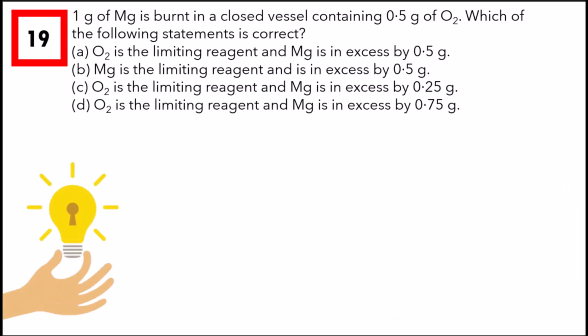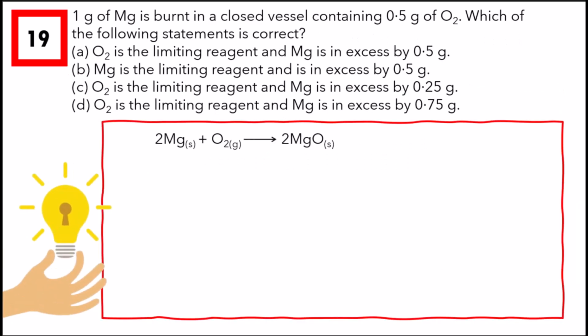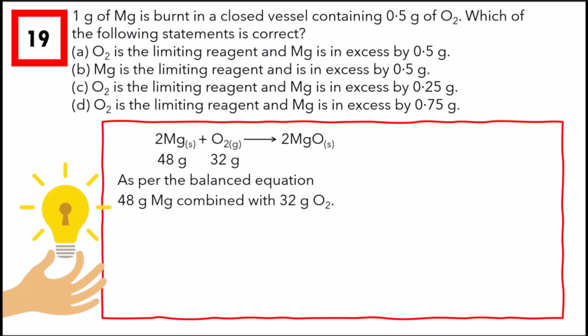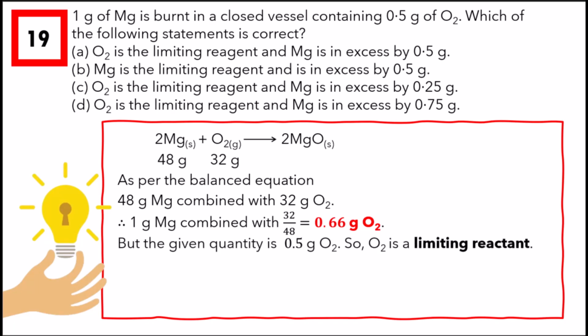This is based on stoichiometry. Magnesium reacts with oxygen, so it forms magnesium oxide. And as per the balanced equation, 2 moles of magnesium, that is 48 gram magnesium, reacted with 32 gram of oxygen. So we can say 48 gram combined with 32 gram. Therefore, 1 gram combined with 32 divided by 48, that is 0.66 gram oxygen. But the given quantity is 0.5 gram oxygen. So oxygen is the limiting reactant.